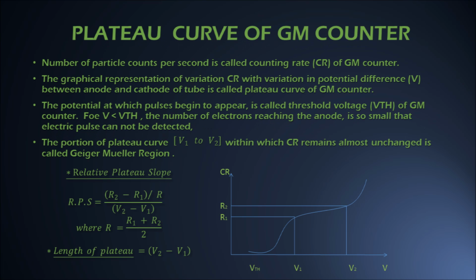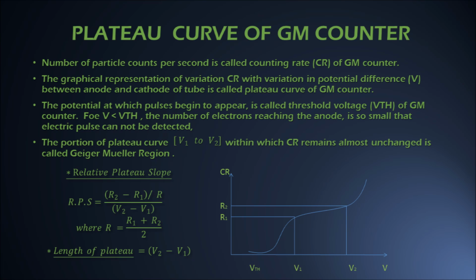The next point to be discussed is what is meant by plateau curve of GM counter. For that purpose, let us note some important point definitions. First of all, what is meant by counting rate of GM counter? It is nothing but the number of particles counted by GM counter per second. The graphical representation of variation of this counting rate with the potential difference between anode and cathode is called plateau curve of GM counter.